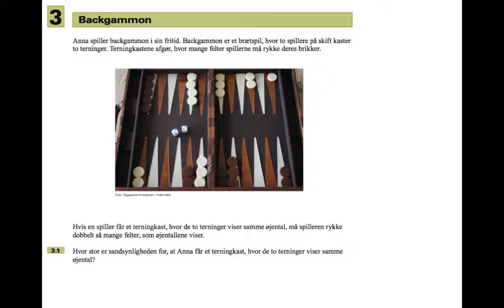If a player gets a dice throw where the two dice show the same numbers, a double in other words, the players may move twice as many spaces as shown on the dice. What is the probability that Anna gets a dice throw where the two show the same number?